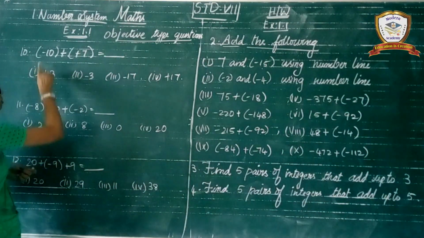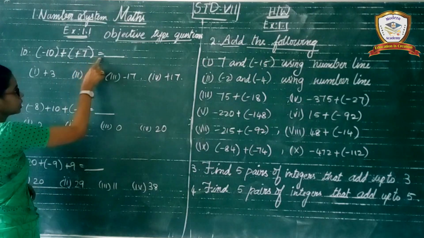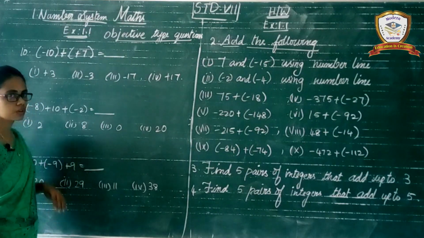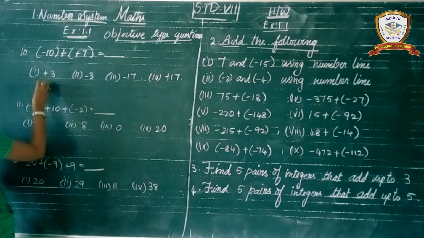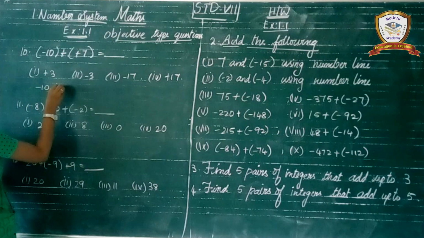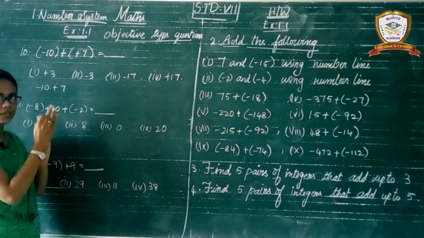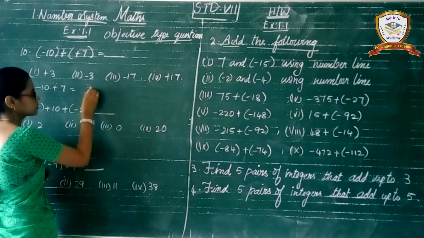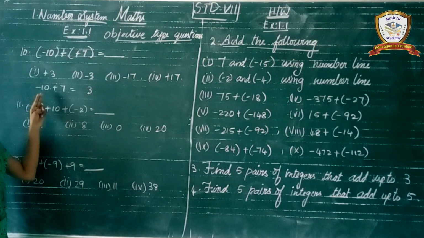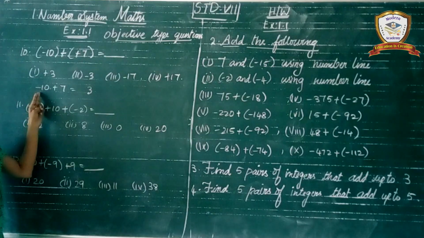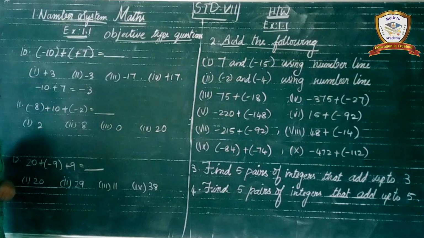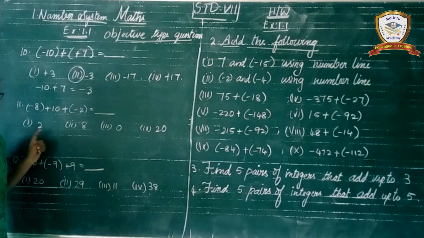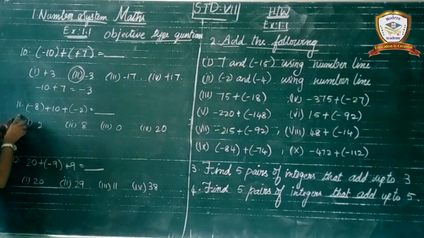10th sum. Minus 10 plus 7 equal to dash. They were given 4 options. So which answer will come? We have to find. Okay. Now we have to simplify. What's that? Minus 10 plus 7. So both are different sign. Different sign means we need to subtract the number. So 10 minus 7, 3. So which one is the biggest number? 10. So 10 in front of the sign minus. So we have to mention minus in our answer. So which option? See here, second option. So second option. Clear?